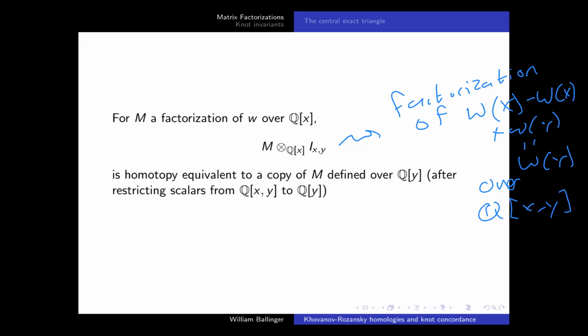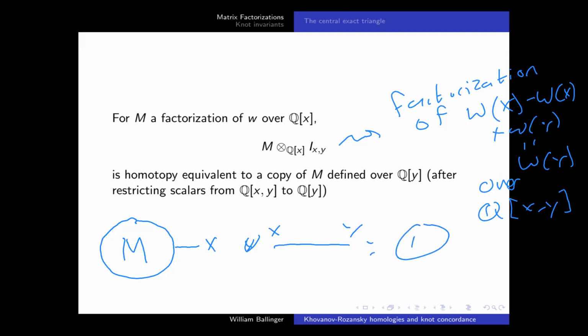So that's the sense in which this I is the identity under tensor product. And there's a nice graphical language here. If we draw M like this, with a single thing coming out labeled X, what would this mean? A matrix factorization whose potential is W of X. Then we can draw I_XY as just an arc with the two ends labeled X and Y, and the tensor product over Q adjoin X just corresponds to gluing along the X's. So we get this, and we remember the X here, but we also have a Y off here. And then restricting scalars just corresponds to erasing the X. And we're left with the change of variables.